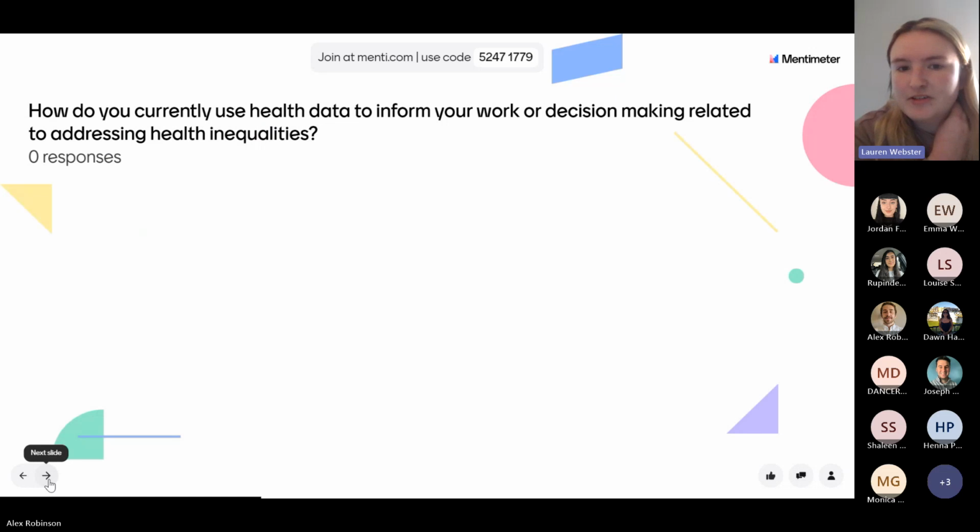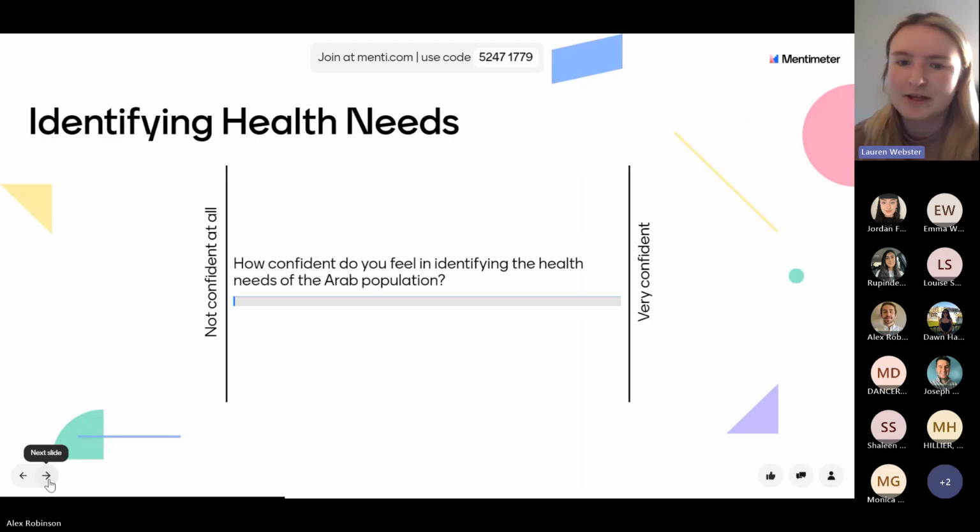So on to our second Menti question. How do you currently use health data to inform your work or decision making related to addressing health inequalities? I think the Menti code is still in the chat and you can see it on top of the screen. So I'll just give it a couple of seconds to go through. Okay, no worries. We'll go on to the next slide, and again, the questions will still be available.